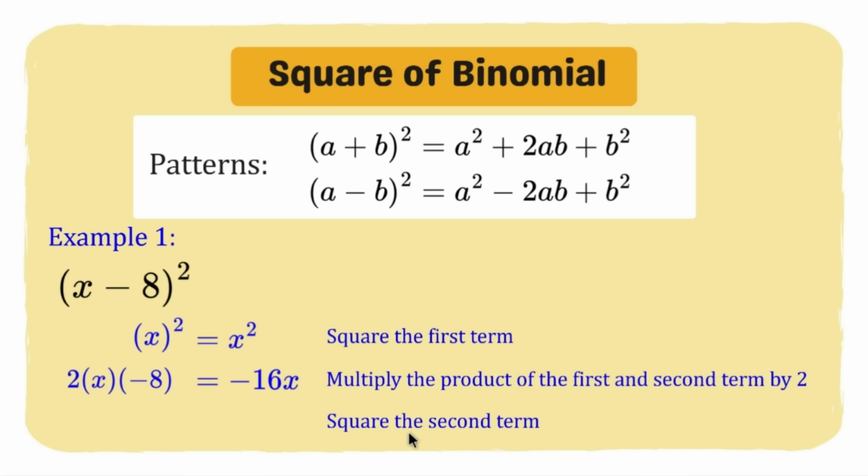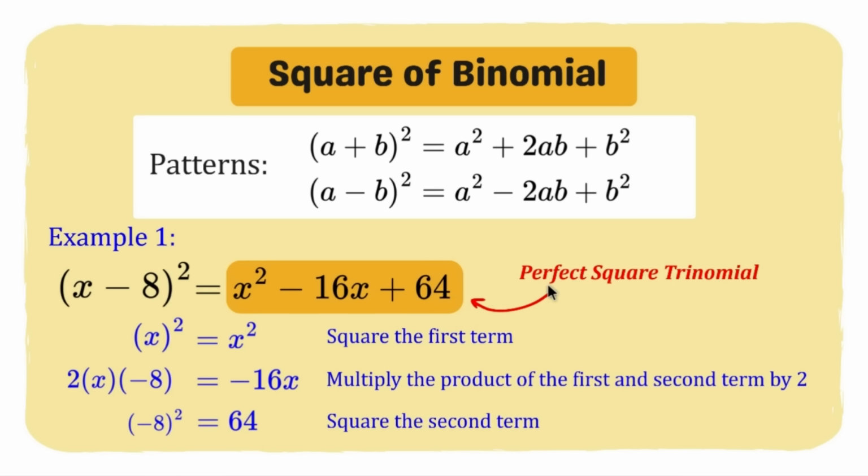And the last step is to square the second term. So, yung second term natin is negative 8. Kunin lang natin yung square niya. Negative 8 times negative 8 is equal to 64. Therefore, our final answer is x squared minus 16x plus 64. Ito na po ulit yung tinatawag nating perfect square trinomial. So, hindi na po tayo nag-distributive method or FOIL method. Nakuha na natin kaagad yung final answer.